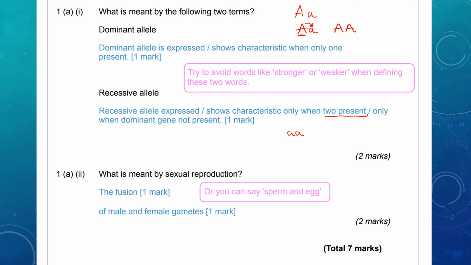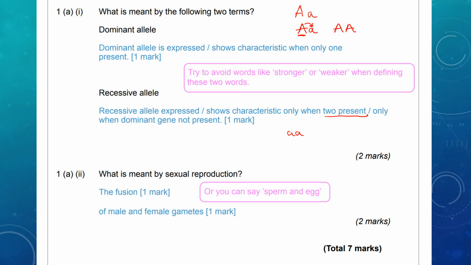They advise you to avoid words like stronger or weaker when defining these two words. So dominant overpowers, masks the effect of the recessive and shows only when one copy is present. Whereas a recessive allele, you have to have two copies present.